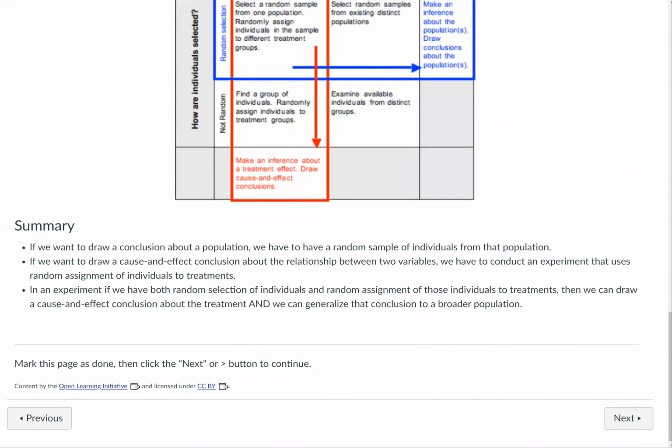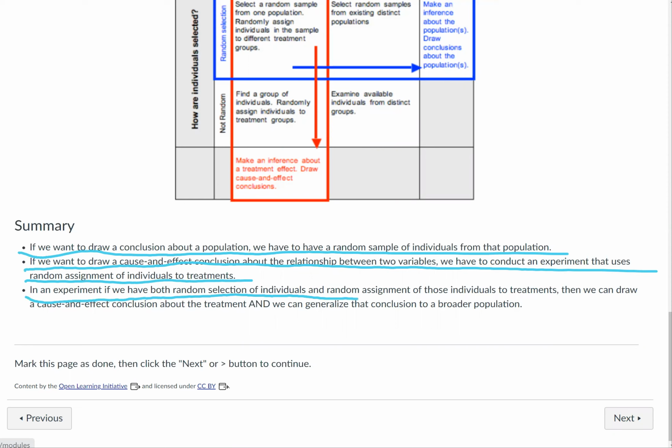So now to summarize, if we want to draw a conclusion about a population, we have to have a random sample of individuals from that population. Also, if we want to draw a cause and effect conclusion about the relationship between two variables, we have to conduct an experiment that uses random assignment of individuals to treatments. In an experiment, if we have a random selection of individuals and random assignment of those individuals to treatments, then we can draw a cause and effect conclusion about the treatment, and we can generalize that conclusion to a broader population.